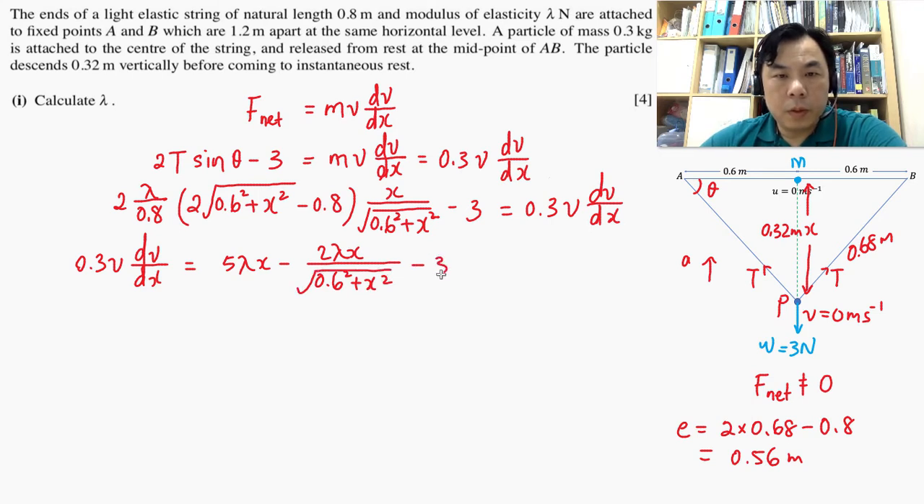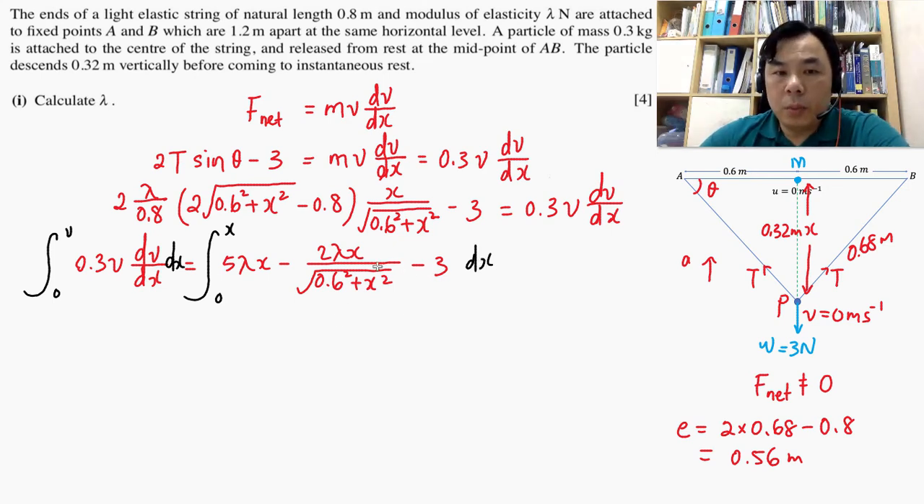And then after that, minus 3 here. Okay, now from here onwards, we're going to reverse the derivative process by performing the antiderivative. So we're going to integrate this from 0 to v with respect to dx, of course. The same thing goes here, 0 to x with respect to dx. And then by carrying out these proper integrations, we will get this part here.